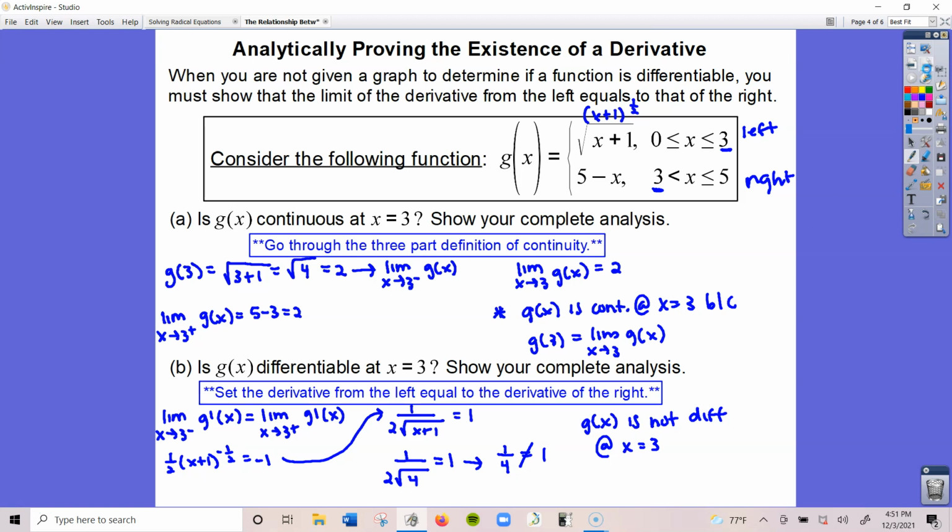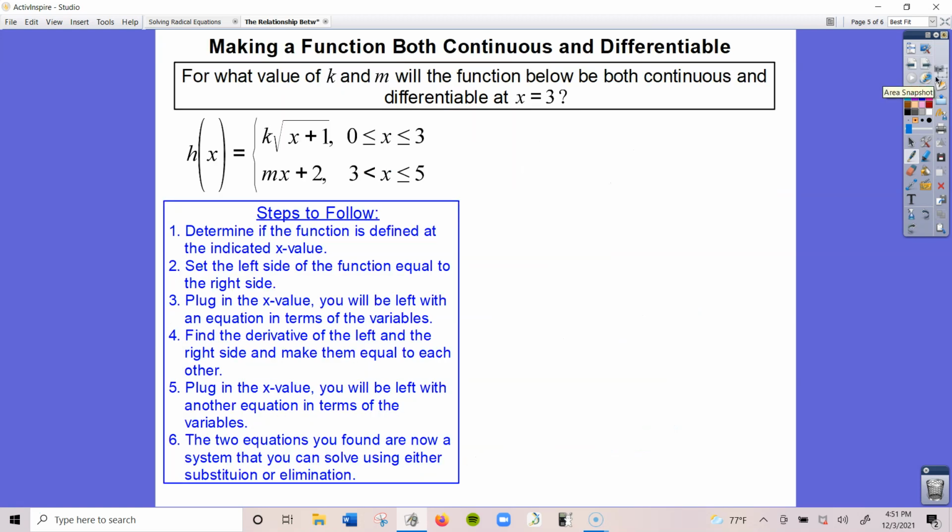Now let's see what happens when I want to figure out what variables would make my function both continuous and differentiable. Here we have: for what values of k and m will the function below be both continuous and differentiable at x equal to 3? For our function, we have h of x equal to k square root of x plus 1, where x is between 0 and 3, and mx plus 2 for when x is between 3 and 5.